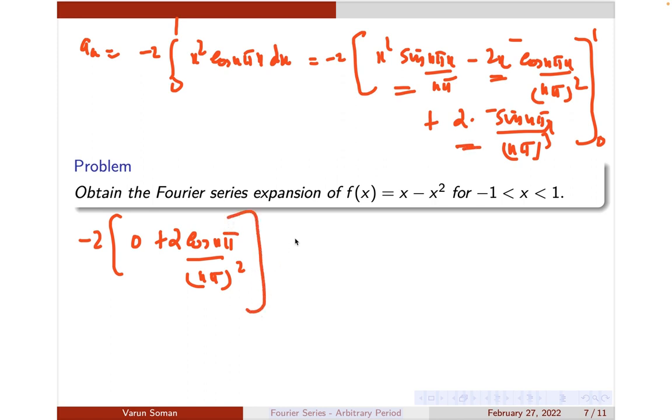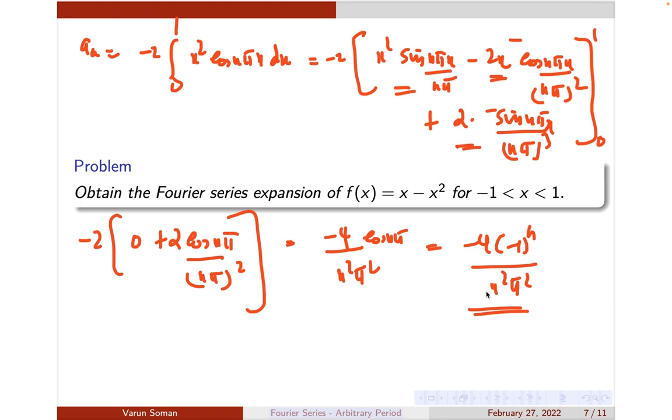Okay, so the answer would be minus 4 by n square pi square cos n pi, or you can write this as minus 4 into minus 1 raised to n by n square pi square, because the value of cos n pi is minus 1 raised to n. Okay, so that's the value of an. Similarly, you can find the value of bn also. When you find bn, it is actually 1 by 1.